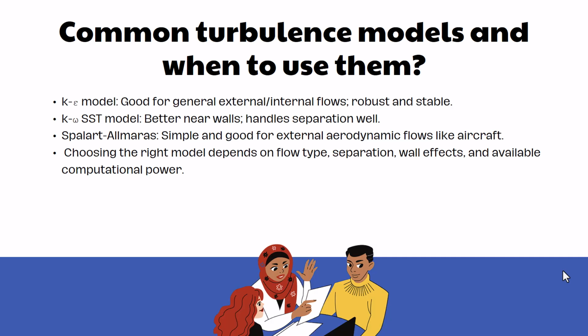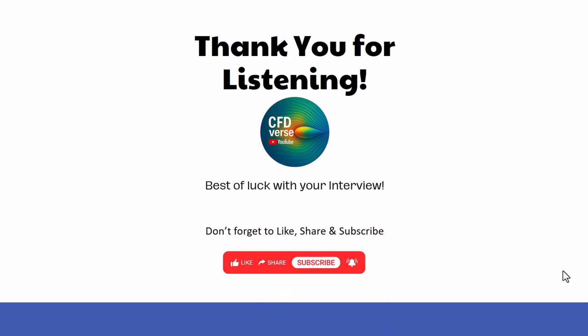Then another model is Spalart-Allmaras. This model is simple and good for external aerodynamic flows like aircraft. So choosing the right model depends upon our flow type, whether we want to study separation or not, what wall effects we want to consider, and our available computational power.